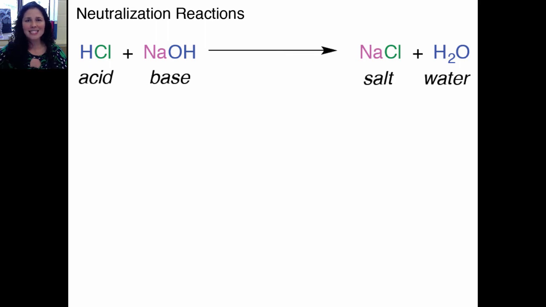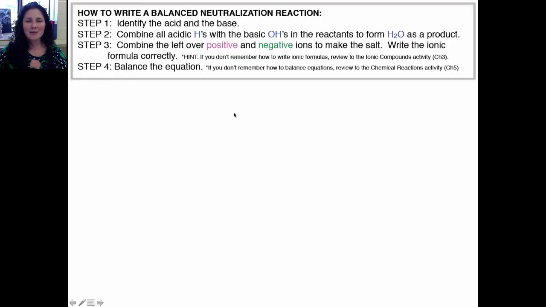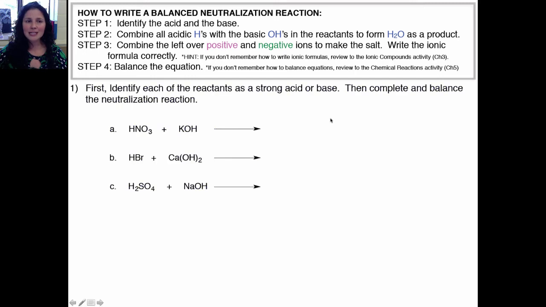In the next part of this activity, we're going to learn how to draw the products of a neutralization reaction if we're given only the reactants. Here are the steps, and these are shown on your activity. The first step is to identify the acid and the base. Let's look at the example that's given in the first problem.